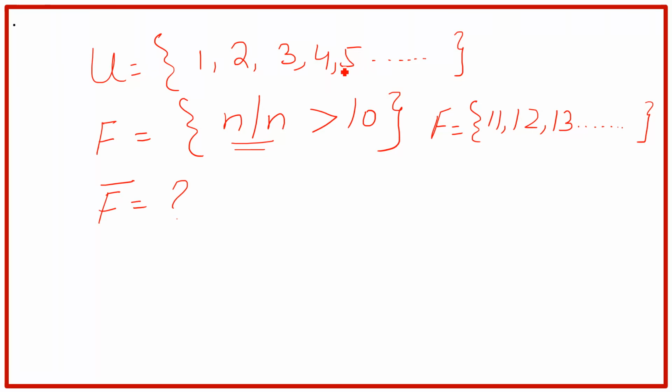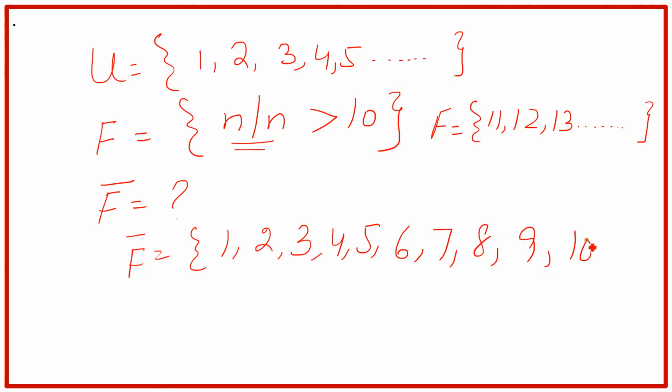The elements which are present in U but not in F. So see, U is 1, 2, 3, 4, 5, 6 and so on. It means the F complement is 1, 2, 3, 4, 5, 6, 7, 8, 9 and 10. That's it. Because after that, 11, 12, 13, 14, every element is present in F, because F is greater than 10. So it means 11, 12, 13, 14 and so on. And the universal set is from 1 to infinity. So only 1 to 10 is not part of F. So this is the complement.